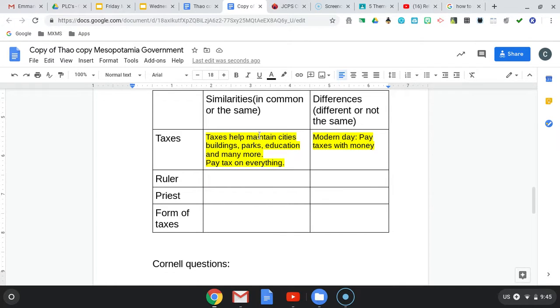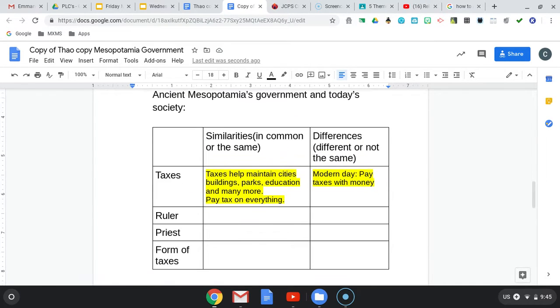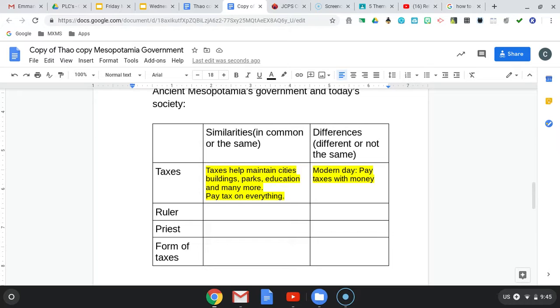So I gave you guys an example here. So the similarities in both civilization and our society today is that taxes help maintain cities and buildings, parks, education, and many more. And we pay taxes on everything, right? The difference is that today, in modern day, we pay taxes with money, okay? Not with animal or food, but we pay taxes with money.